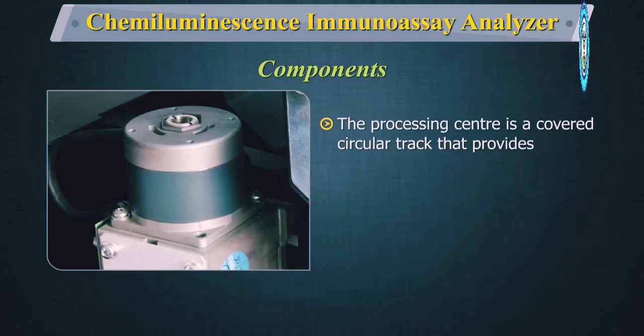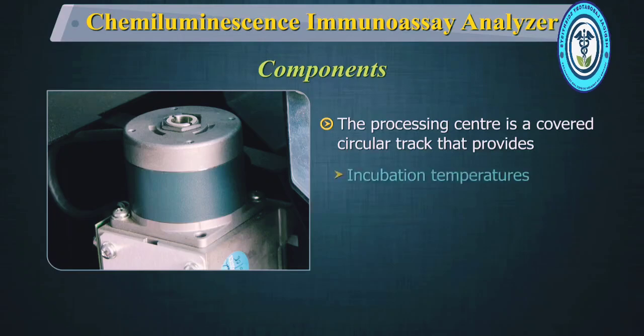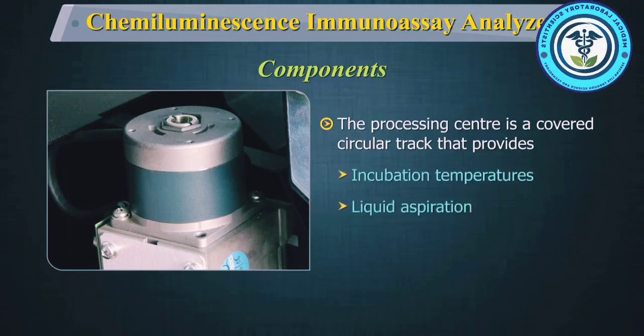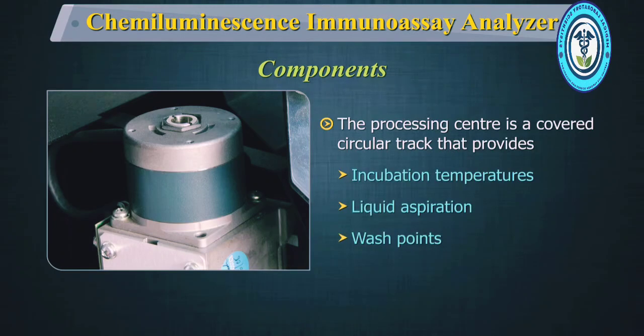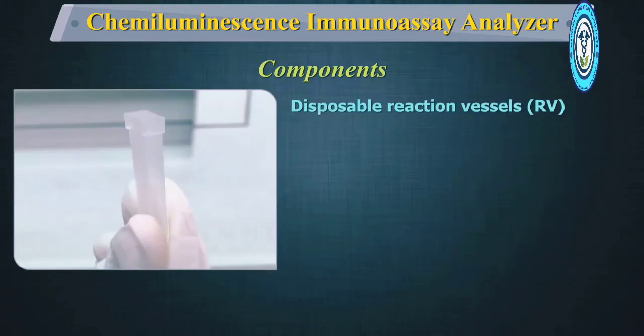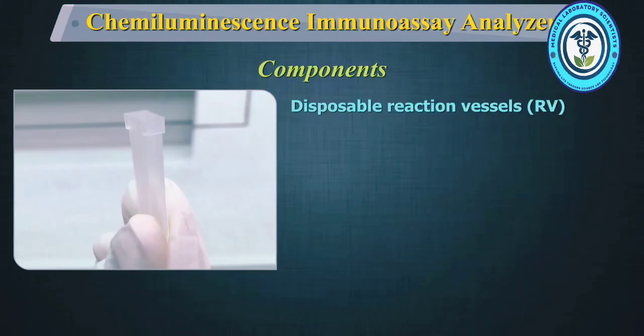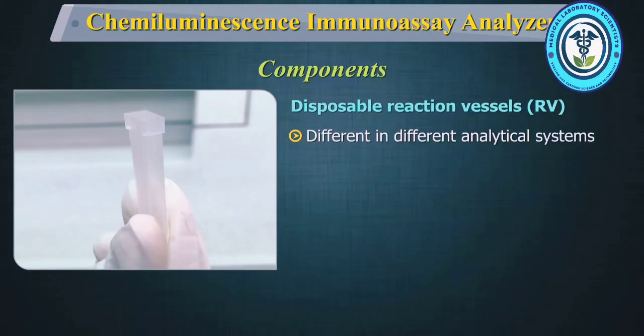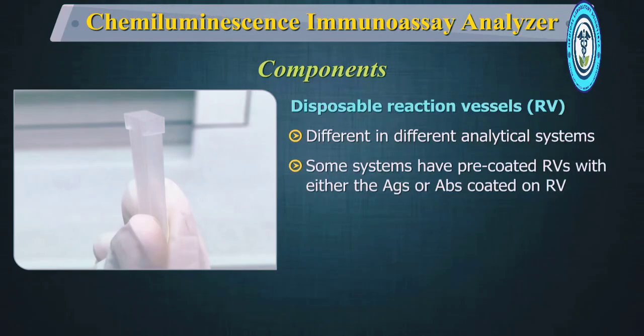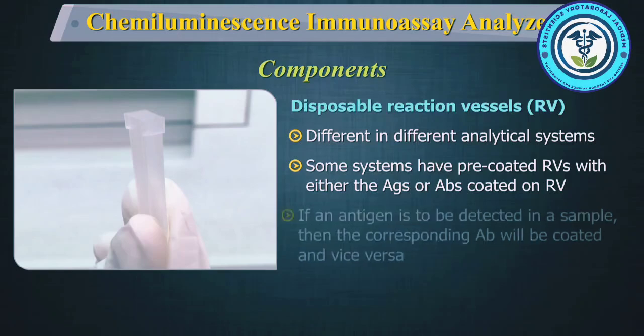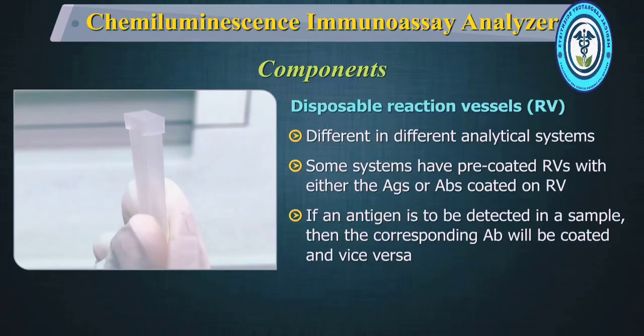Processing center is a covered circular track that provides incubation temperatures, liquid aspiration, and wash points as necessary for the assay protocol. Disposable reaction vessels. Reaction vessels are different in different analytical systems. Some systems have pre-coated reaction vessels with either antigens or antibodies coated on the reaction vessel. If an antigen is to be detected in a sample, then the corresponding antibody will be coated and vice versa.